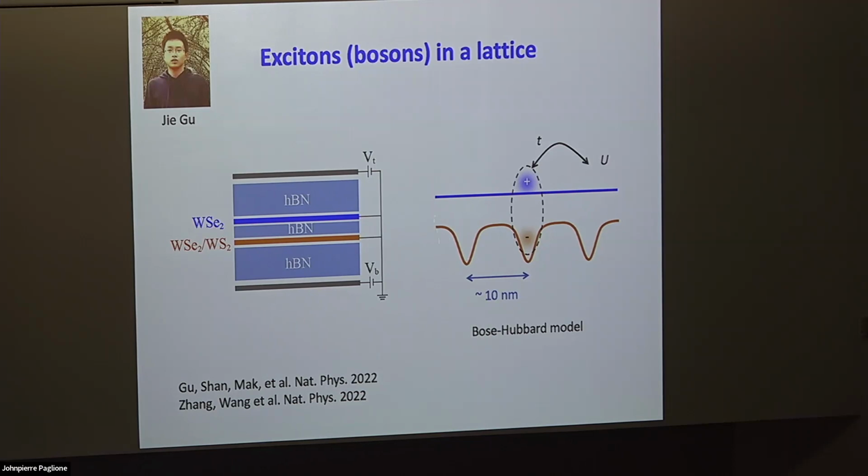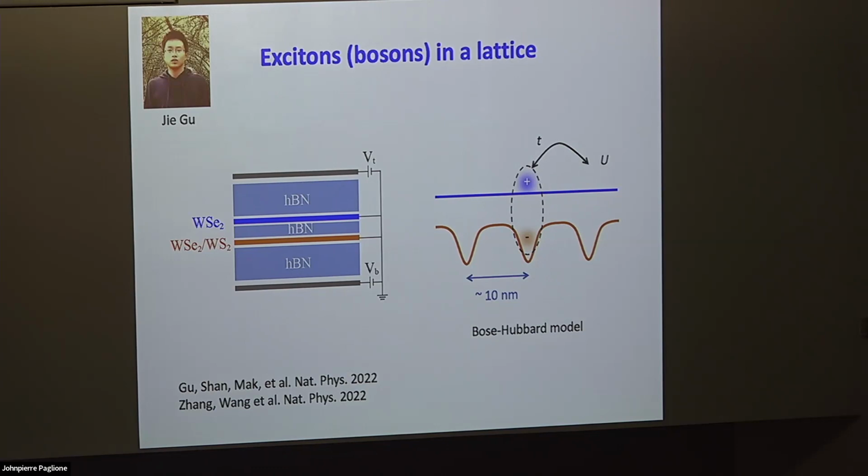So if I draw the potential landscape of the two layers, the blue layer is the moiré-free layer, where I don't have any moiré potential. And then the orange layer is the moiré layer, where we have the periodic modulation of the potential. You have the moiré atoms in this layer here. And these two gates can actually tune the system to load electrons in one layer and holes in the other layer.